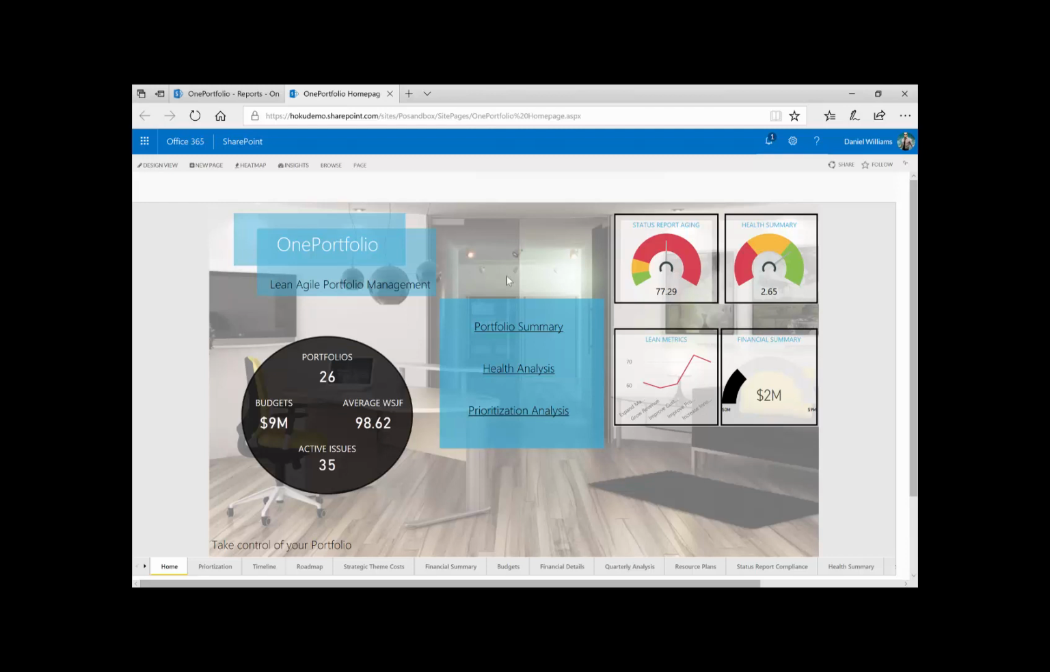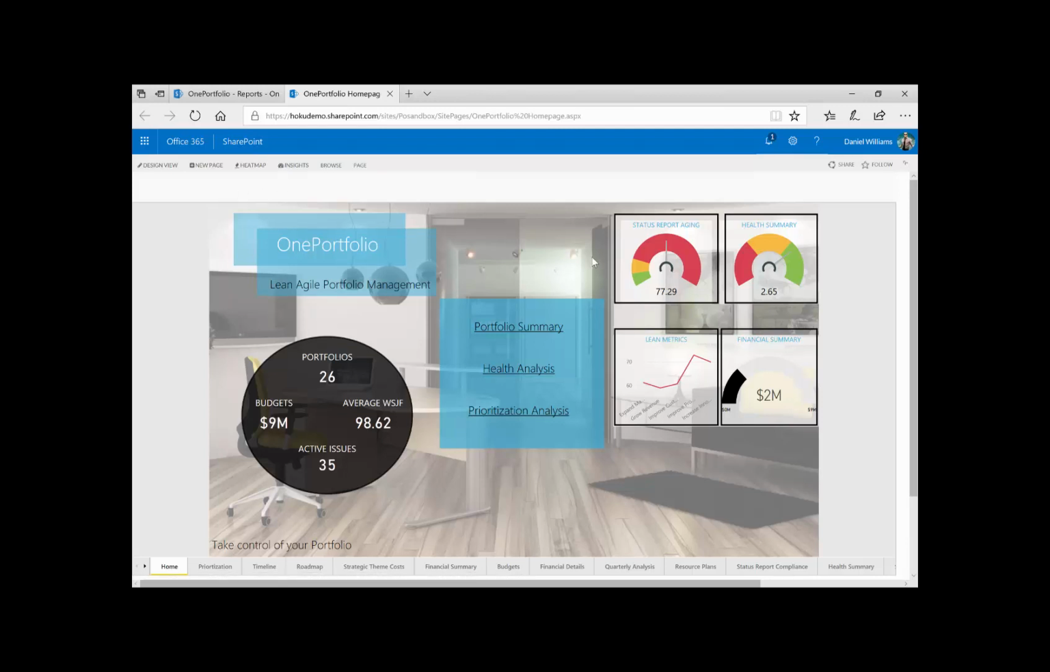As you can see here, the OnePortfolio homepage is presented within an Office 365 environment, which means it uses a popular and familiar platform that will promote easy user adoption. OnePortfolio also blurs the lines between data visualization and a user interface for updates and data entry. Let's take a look at some of the capabilities.